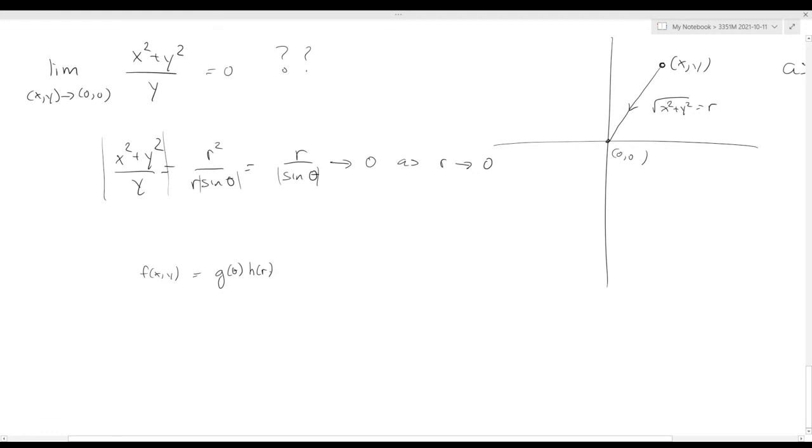Okay, so it's not sufficient for the limit to be, say, 0, right? So if h of r goes to 0, is that sufficient for this limit to go to 0, the function? It's not. You have to make sure that g of theta is bounded.